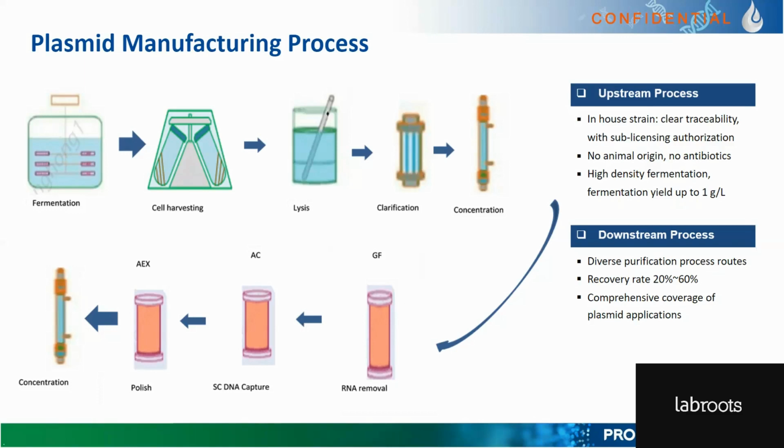process. So our own in-house strain offers full traceability and sublicense authorization, and our suspension culture is free of animal origin and antibiotics. Our high-density fermentation process in upstream has a yield of up to 1 gram per liter. This results in a cost-effective product with a high yield. Additionally, our downstream process brings a recovery between 20 to 60%, depending on the product specification.